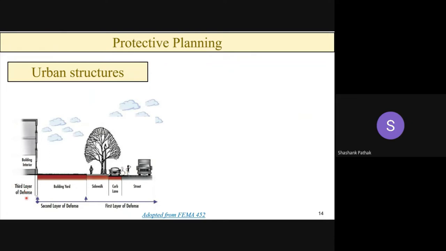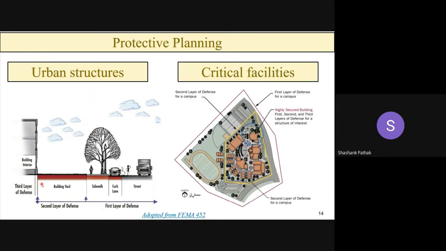And this is the third layer of defense, where we design our building for an explosion happening in this particular vehicle. So that comes under the third layer of defense. In this course, we will be focusing on third layer of defense. So this is a simple urban structure. Suppose there is some very critical facility, we can similarly design different kind of layering system. This will go in the part of planning, the architectural planning or the layout planning of the building when we are designing for explosion phenomena. So that will come under this.